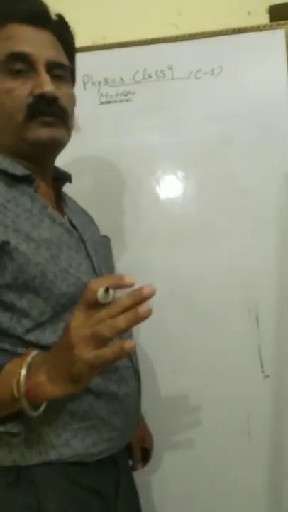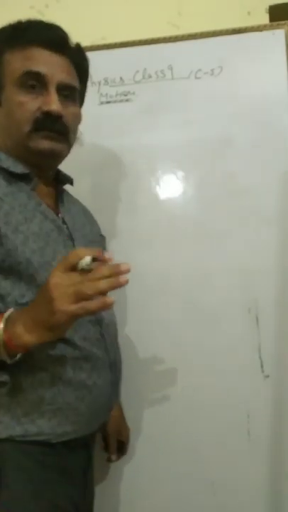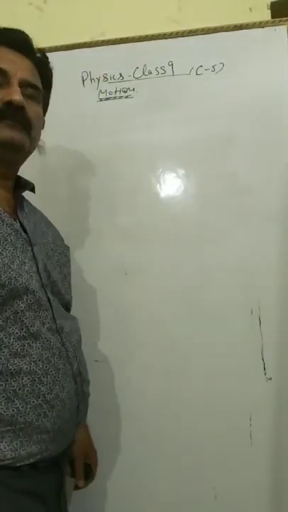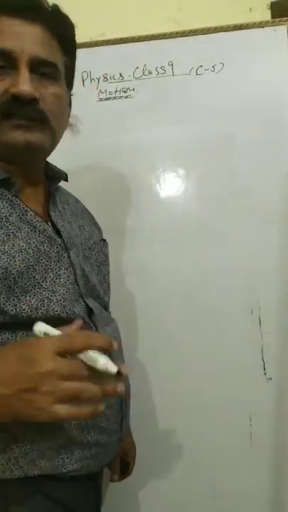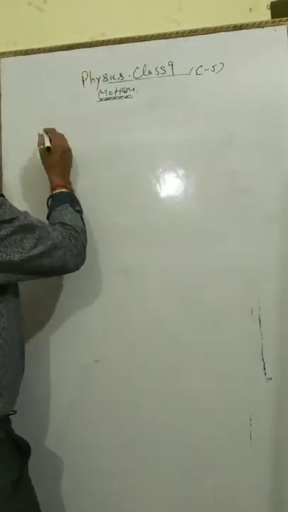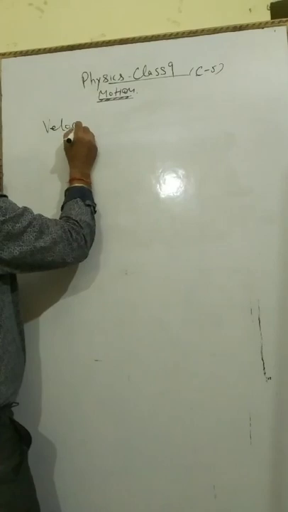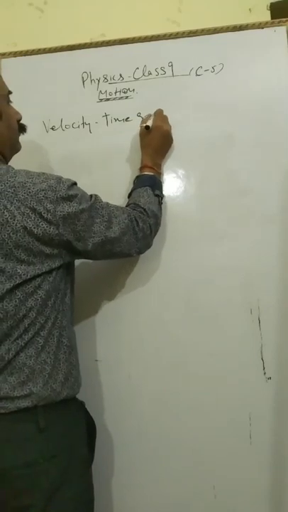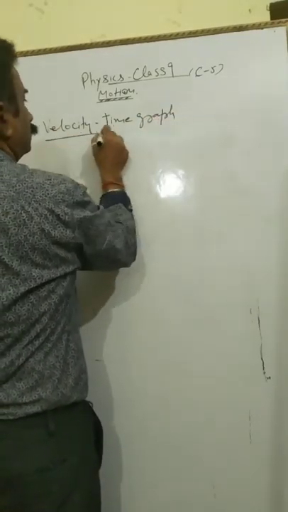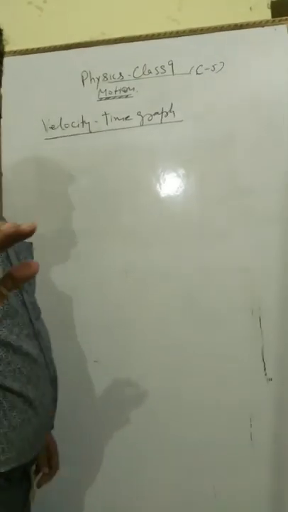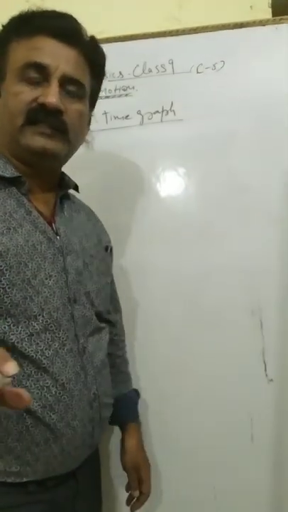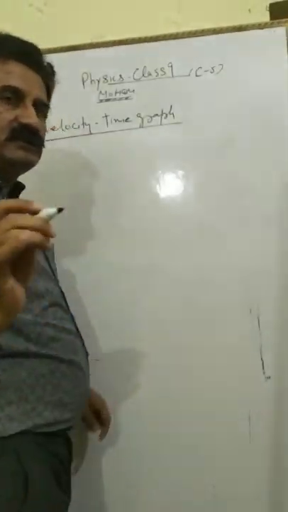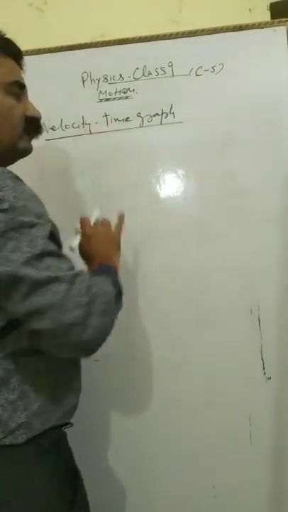In the last class, we studied the graphical representation of motion, and we went through the position-time graph or distance-time graph. Today we will study the velocity-time graph. Like the distance-time graph, again we will see the change of velocity with time.